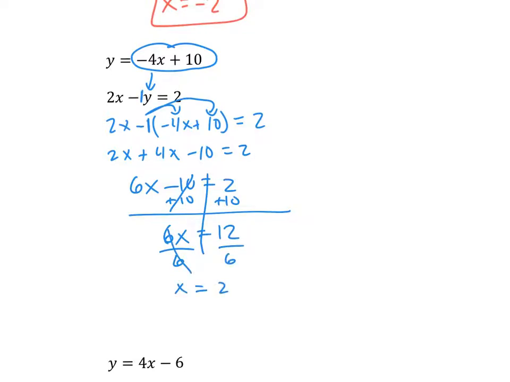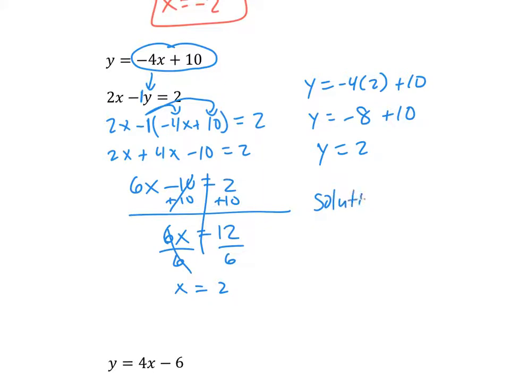And then we can figure out y by substituting that 2 back into our first equation. We get y is equal to negative 4 times 2 plus 10. Y equals negative 4 times 2 is negative 8 plus 10. So y is going to be equal to negative 8 plus 10, which is 2 as well. So our solution as an ordered pair is going to be 2, 2.